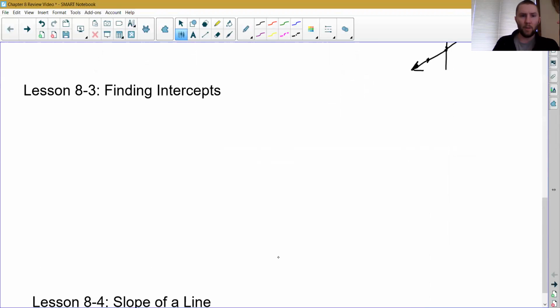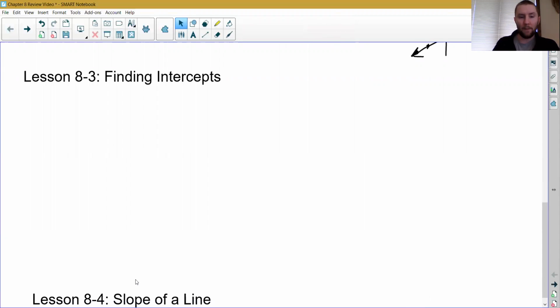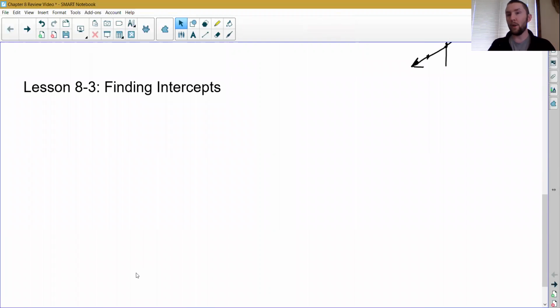The third section was about finding intercepts on a graph. And remember that the intercepts really means where the graph, or where the straight line graph, crosses over the x and y axes, right? The vertical and horizontal axes.